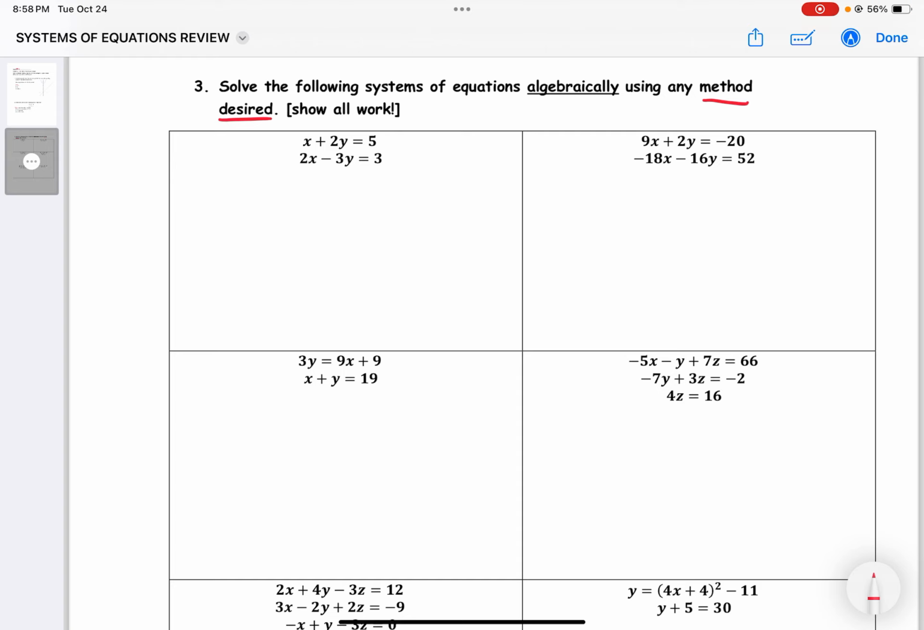For example, this first one could be done either way. I believe that most students will look at it and go the route of elimination, because that's kind of what we leaned on in class. The variables are all nice and lined up.